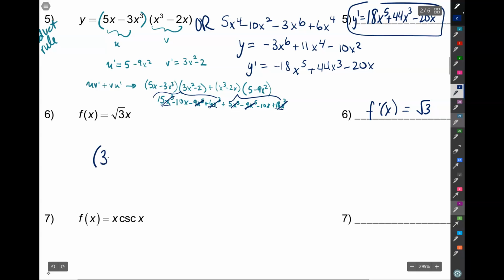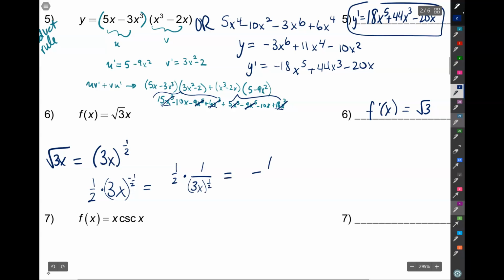Because I could rewrite this as 3x to the 1/2 if it was like root of 3x. Using power rule, I take 1/2 times 3x. What is 1/2 minus 1? Negative 1/2. So literally this would just be 1/2 times 1 over 3x to the 1/2 power. So this would be 1 over 2 root 3x. Right. So this is not going to be the level that's on this test. But you asked what happened. I explained, asked again, and then I'll show you.